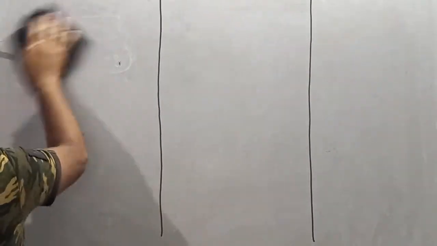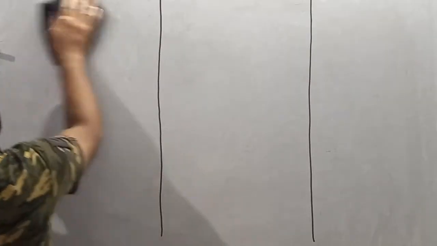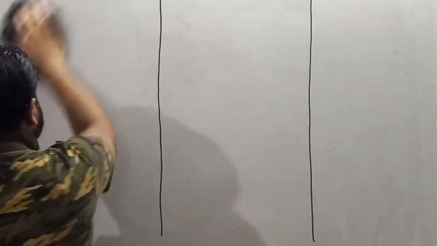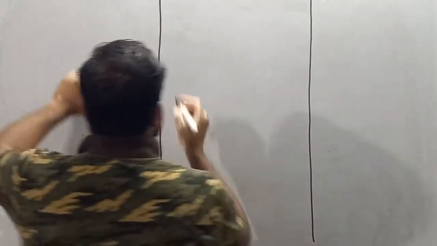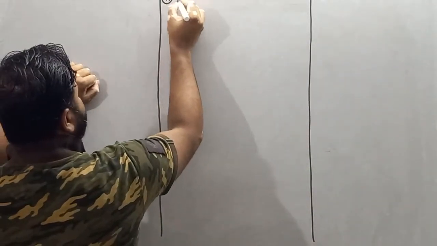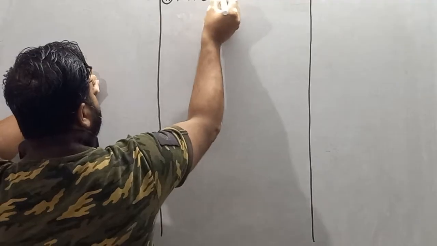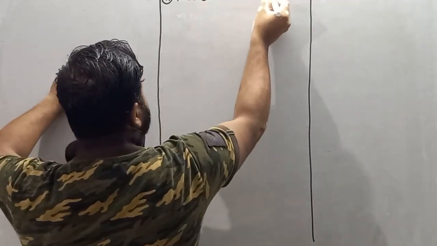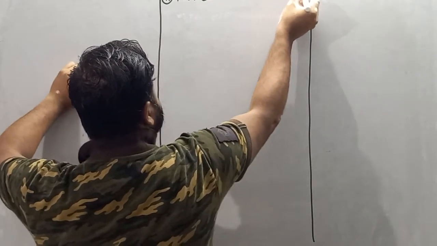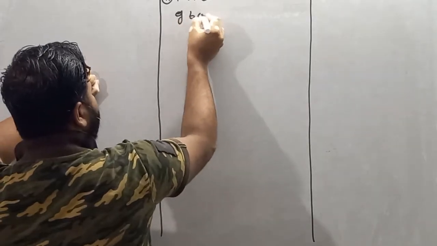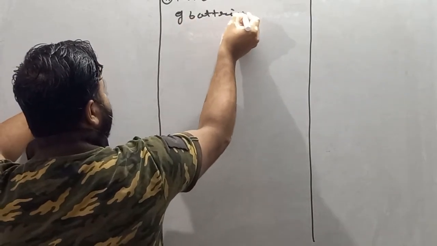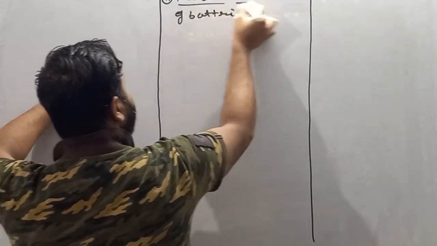So write down the next heading, it is parallel combination of batteries. Write down parallel combination of batteries. Our next topic is parallel combination of batteries.